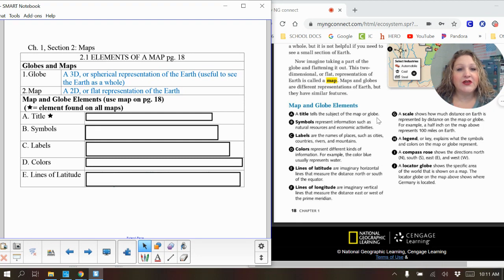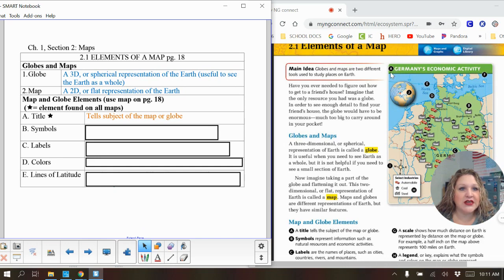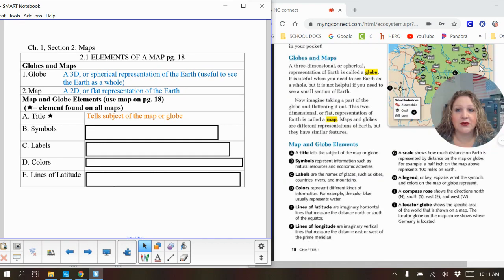So A, a title that tells the subject of the map or globe. So that is one of our basic elements that are found on all maps, or that should be on all maps. So when you create a map, you need to put a title on it. It doesn't have to be a real specific title. It doesn't have to be a creative title. It just needs to have a title. So when we scroll back up here for a second, you'll see A, Germany's economic activity. That is the title. That's what this map is about, okay?